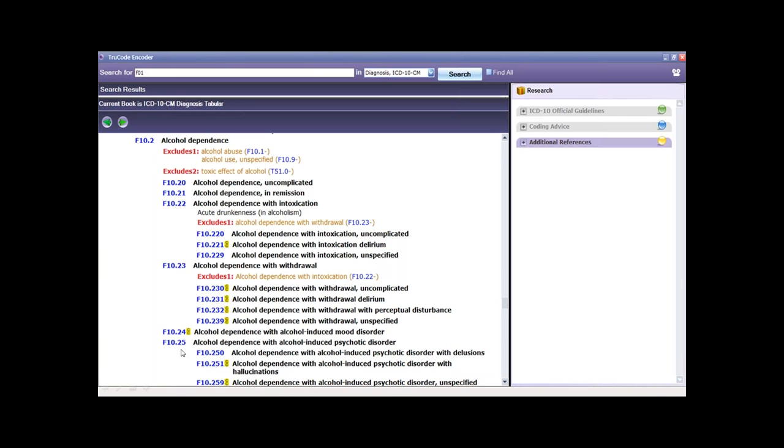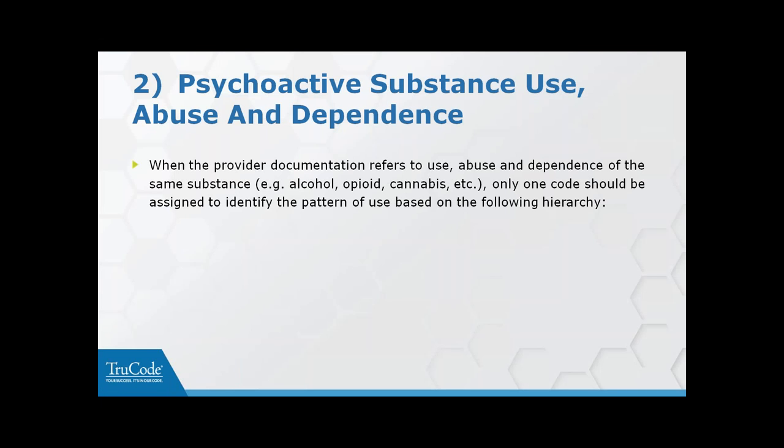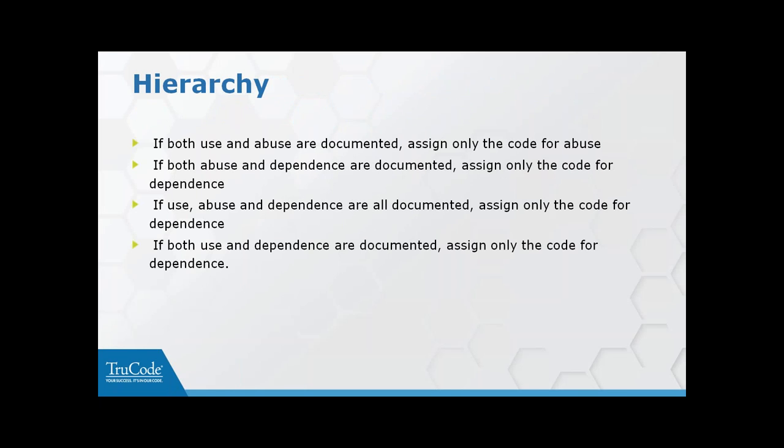So that's a very important piece of the coding puzzle there. Now, a little bit more about when patients have multiple things going on. They have both abuse and dependence of the same substance. You're only going to code the highest level, and you're going to go with the hierarchy. Basically, the hierarchy says go to the highest level.